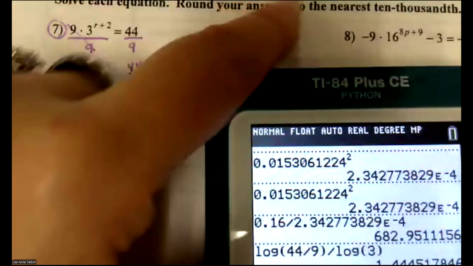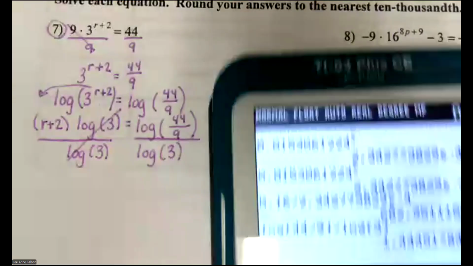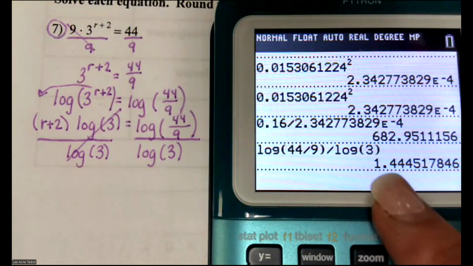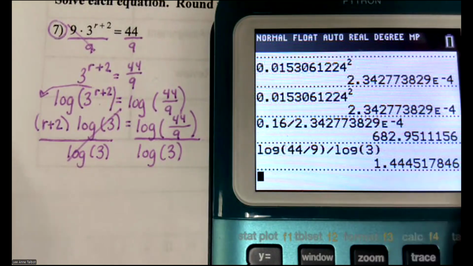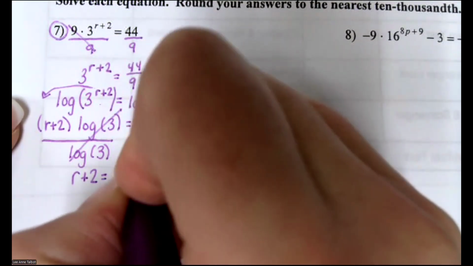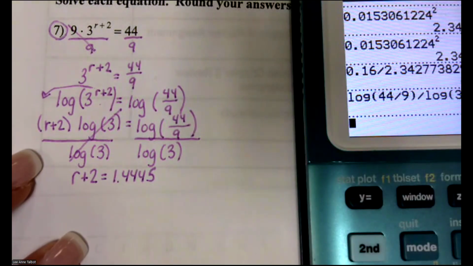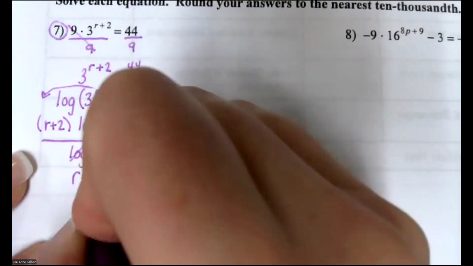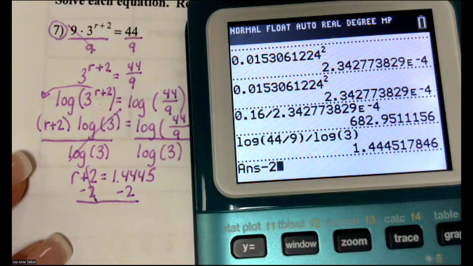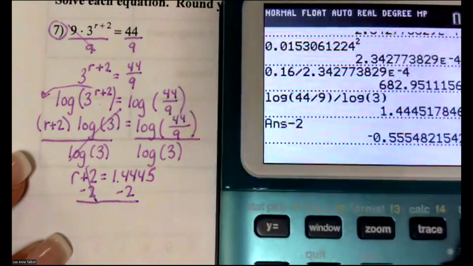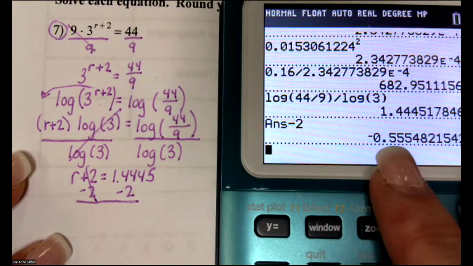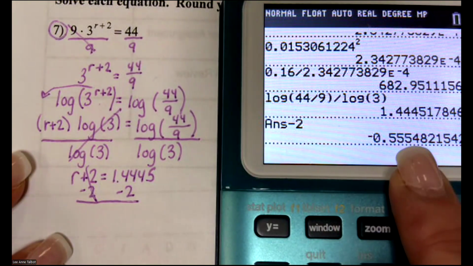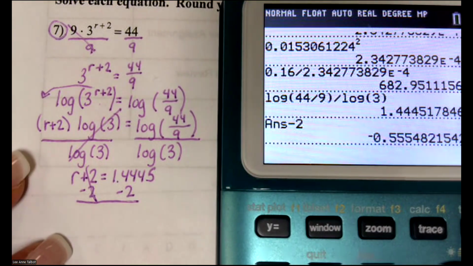And if you notice, it says round your answers to the nearest 10,000th, which is 4 decimal places. So I'm going to say 1.4445. And then subtract 2 from both sides. And I got negative 0.555, and then I'm going to round that to a 5. So negative 0.5555.